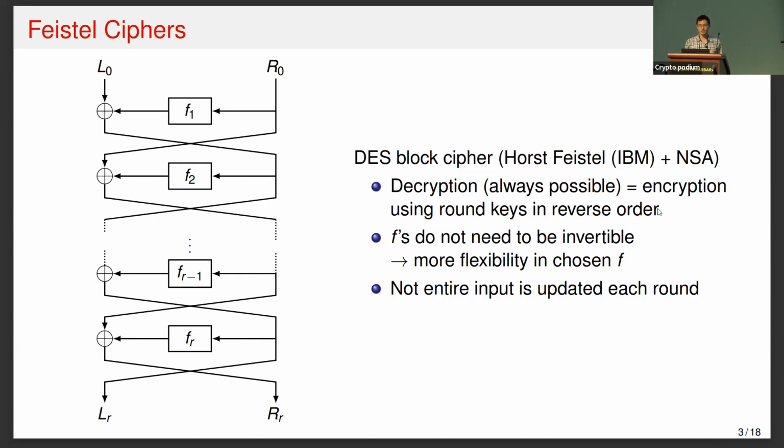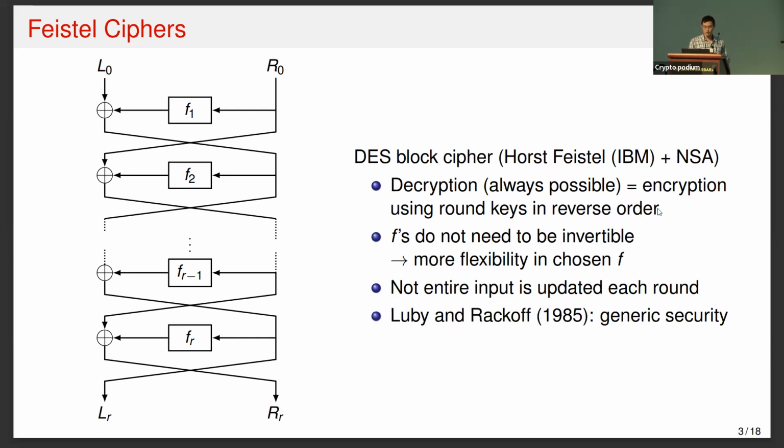Another property is that not the entire input string is updated every round. We can see that only the right part is evaluated by the round function. The generic security of the Feistel ciphers was first studied by Luby and Rackoff in 1995.